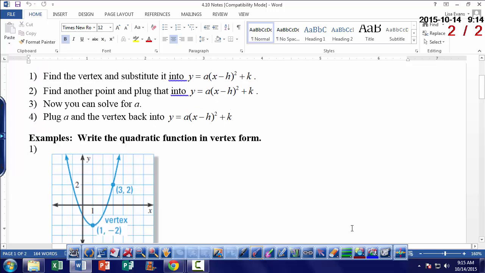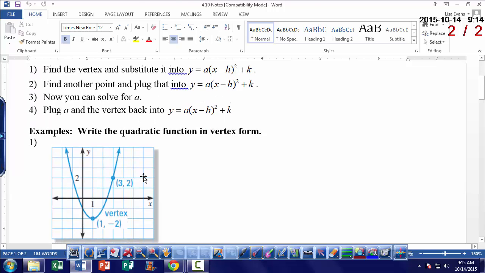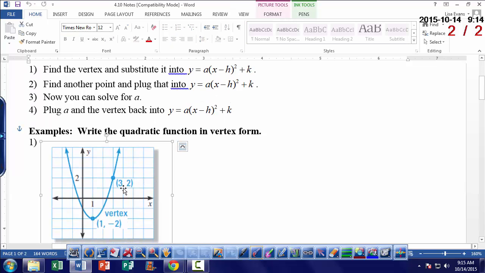I'll look at these steps as we do the first example. Okay, so in this problem I gave you a picture. Here's the vertex, here's the point. Find the vertex and substitute it into y equals a times x minus h squared plus k. So I'm going to go ahead and plug the vertex in. Then I'm going to find the point and plug that in. So this is our h we're plugging in, this is our k, this is our x, this is our y, and I'm doing that into this equation.